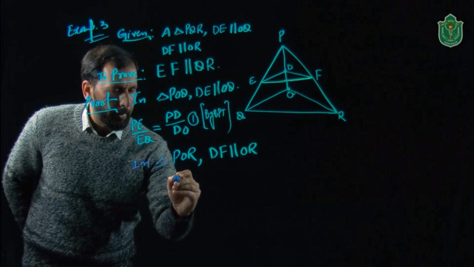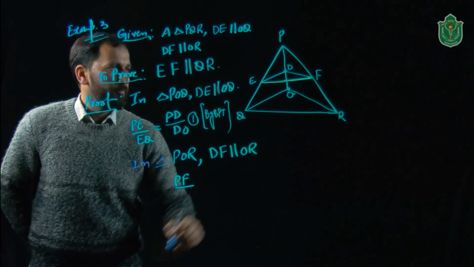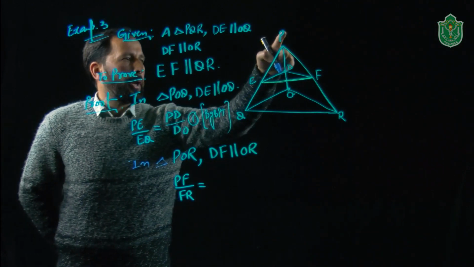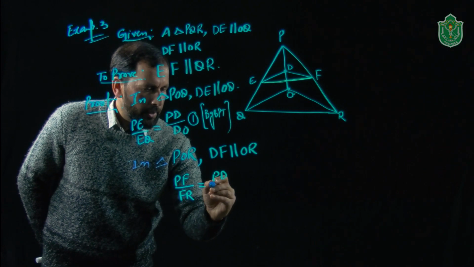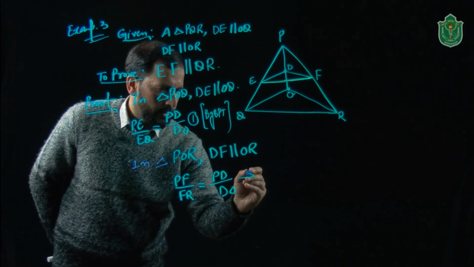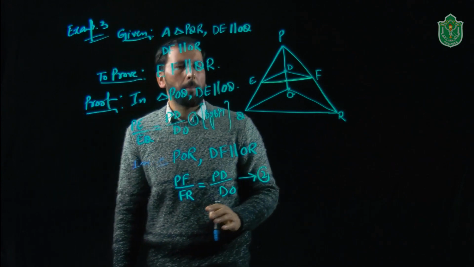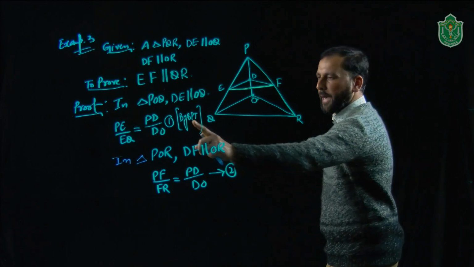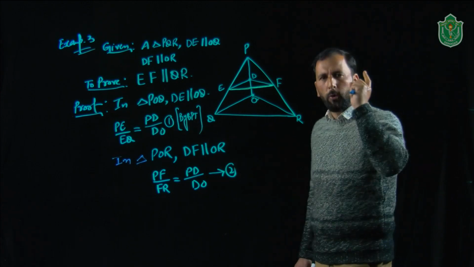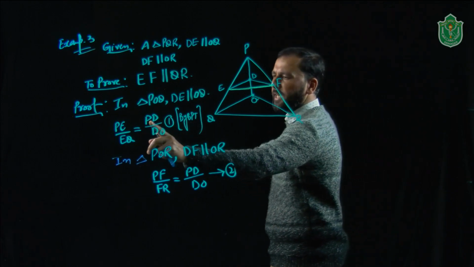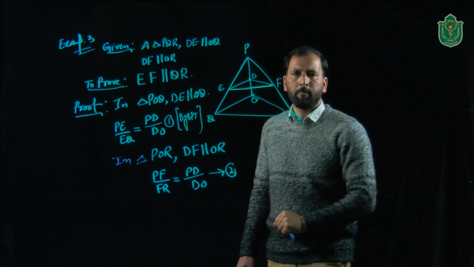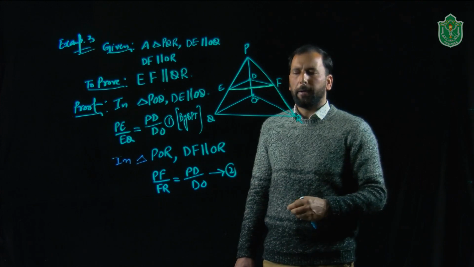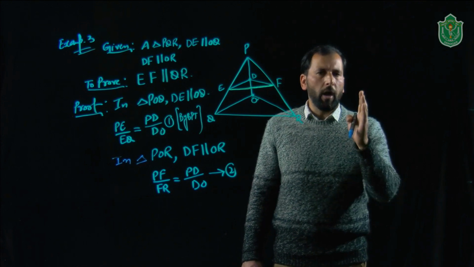Therefore we can write PF by FR is equal to PD by DO. Very good. This is the second equation. The reason is the same, by basic proportionality theorem. Observe the two equations, equation 1 and equation 2. You observe that the right hand side of the first, PD divided by DO, is equal to the right hand side of the second, PD divided by DO. We know that things which are equal to the same thing are equal to one another.